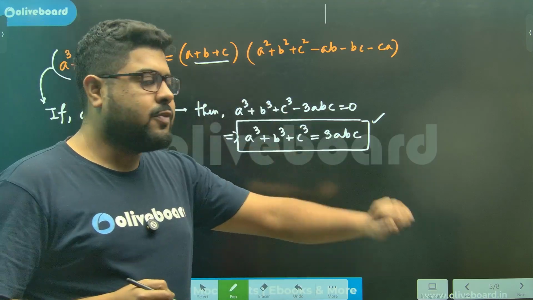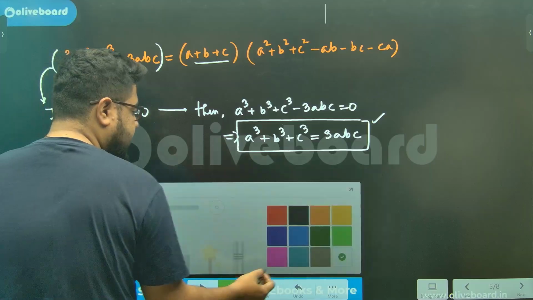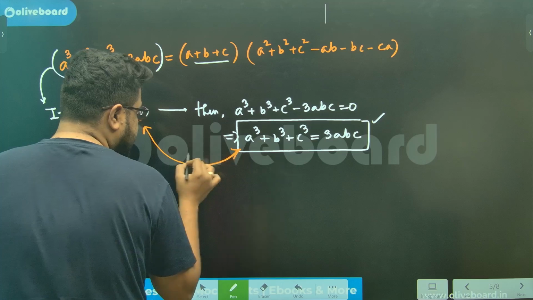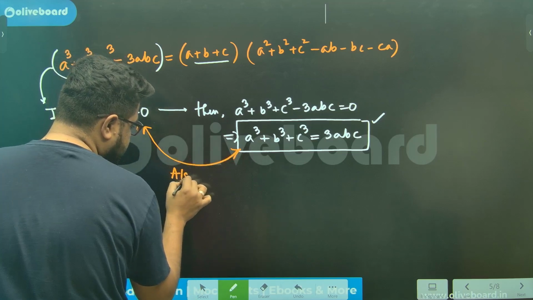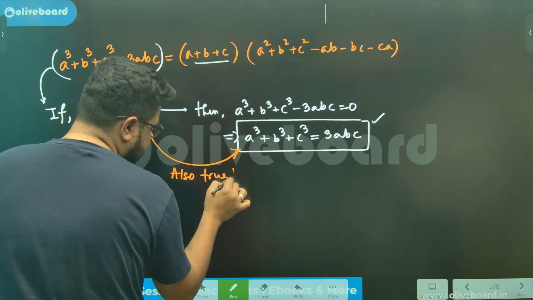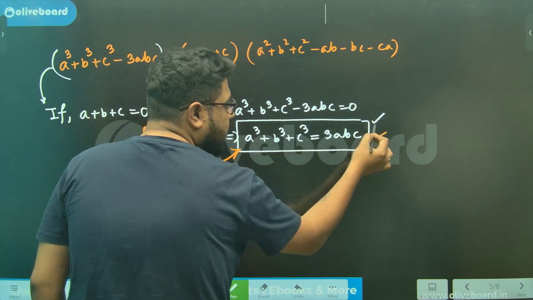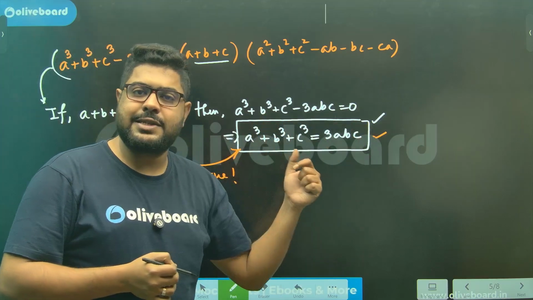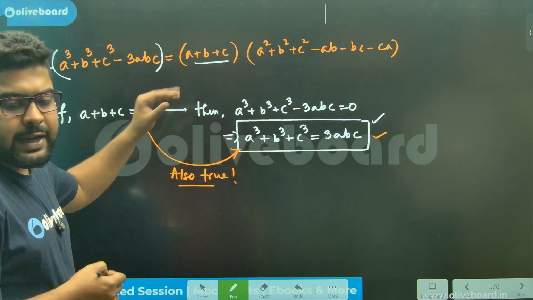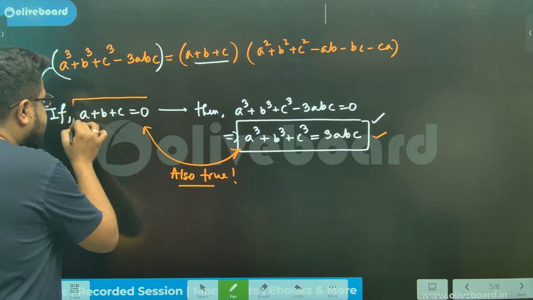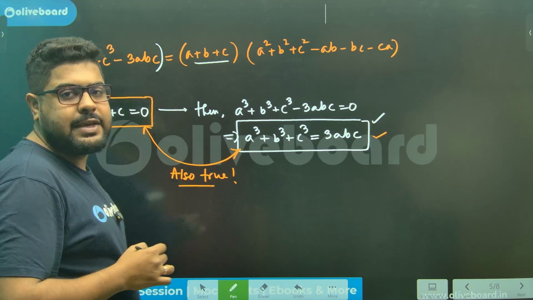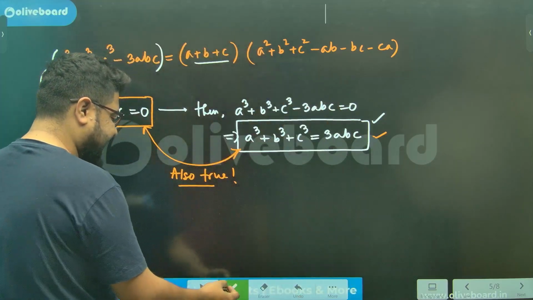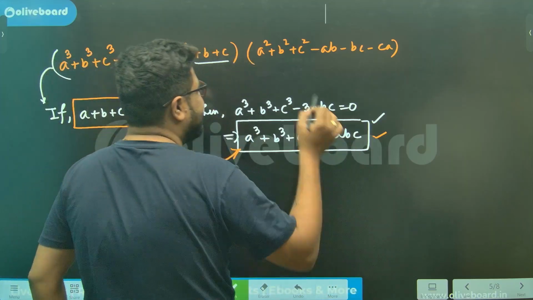Now always remember, the converse is also true. Meaning, if this is given as 0, or this is given as a cube plus b cube plus c cube equal to 3abc, you can go in the opposite direction and say that the conclusion is a plus b plus c is 0. Okay? But here also remember this, a simple thing.